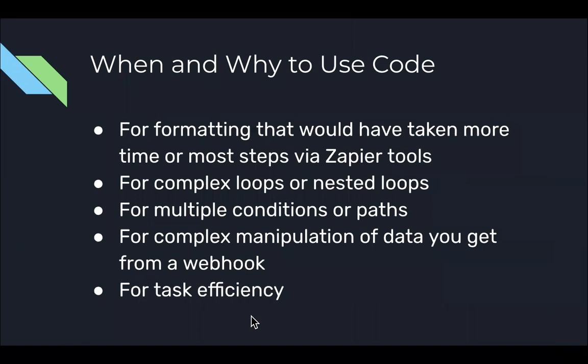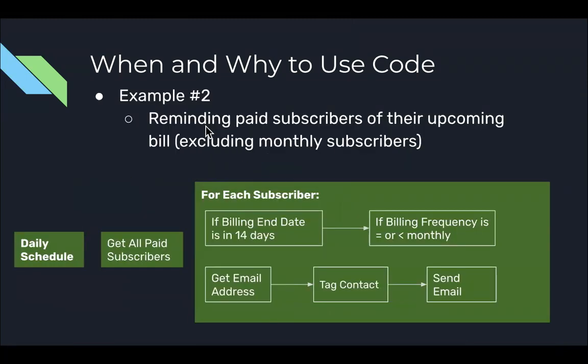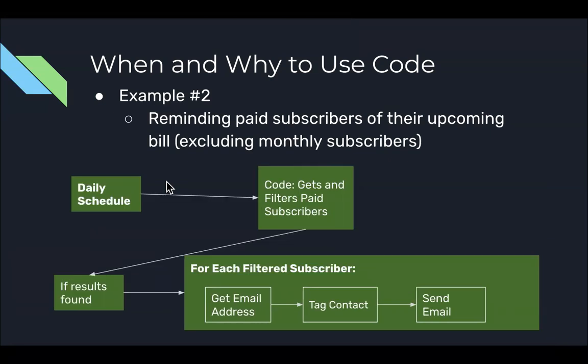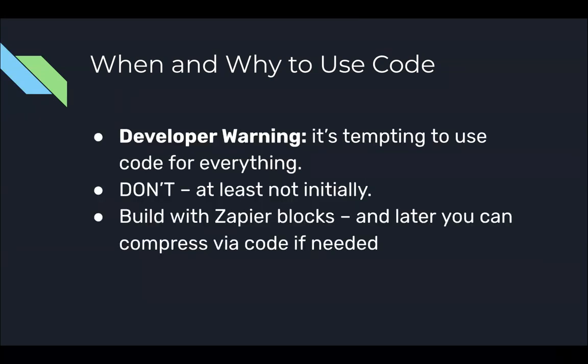So that's one example where there are multiple things going on here. There's task efficiency. There's some complex data manipulation. There are multiple conditions. There are also loops. So there's a variety; probably all of these criteria are being met by this particular example. Hopefully that gives you an idea of when you want to use code.